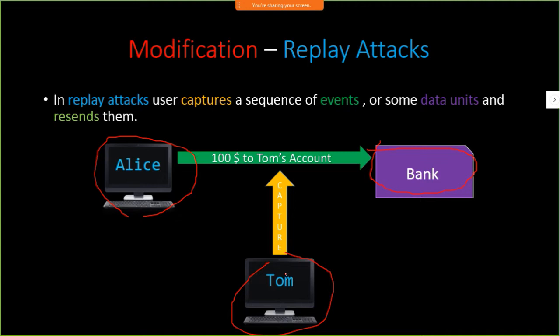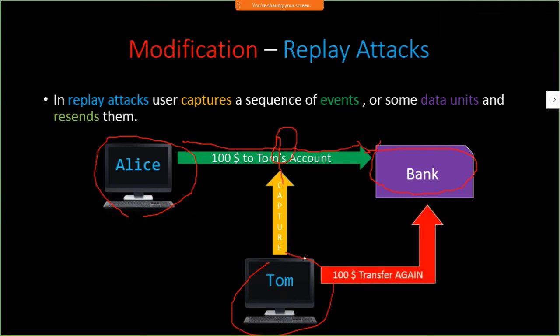After that, Tom captured this message before it was sent to the bank. Whenever the data travels from there, Tom captures this message and intercepts it. Tom again sends the $100 transaction to Tom's account, and says transfer it again. That means there is a vulnerability, where the bank doesn't understand how this is possible. So the bank receives the request and resends them.